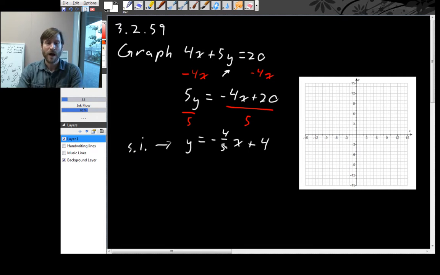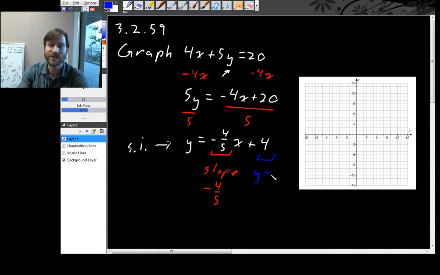right here. And of course, the nice thing about slope-intercept form is that just by looking at it, you can tell what the slope is. The slope is the number that's multiplying x here. And of course, the minus sign is part of the slope. So the slope is negative 4 over 5. And the other nice thing about slope-intercept form is that the y-coordinate of the y-intercept is right here. So the y-intercept, its y-coordinate will be 4.